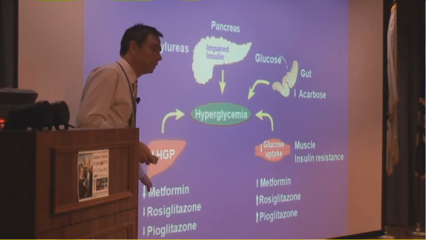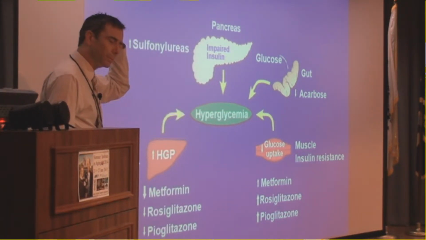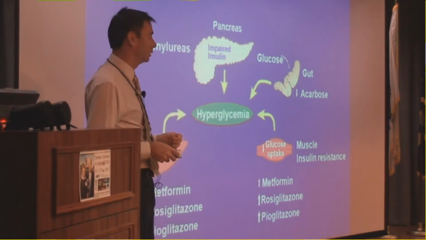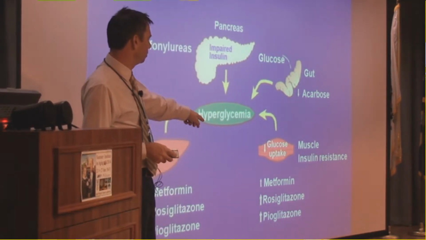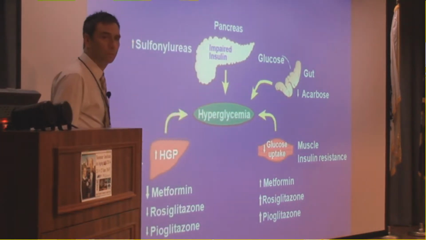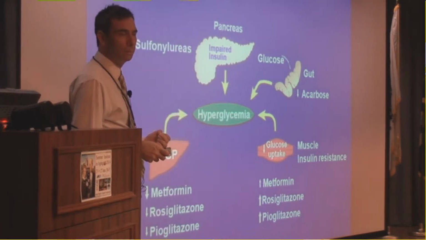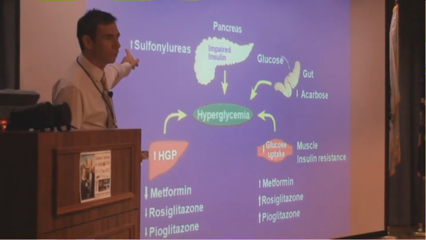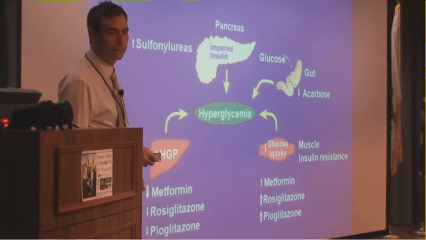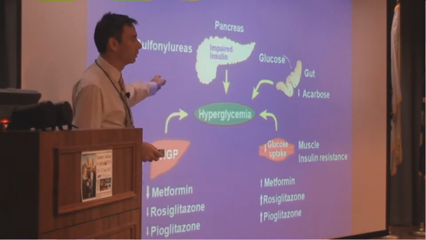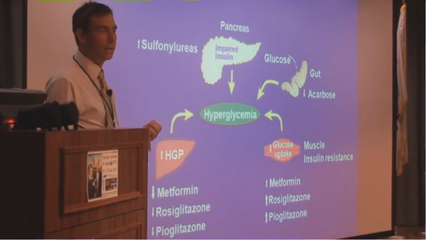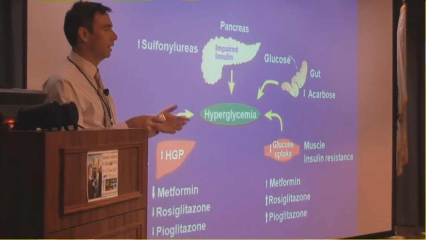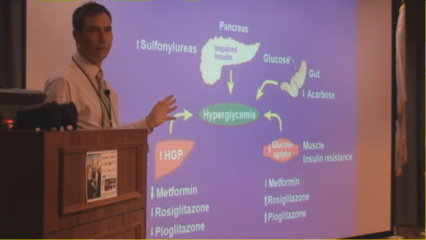Metformin and the TZDs, such as pioglitazone, work mainly by making the liver produce less glucose. Metformin and pioglitazone also make the tissues more sensitive to insulin. They make the muscles more insulin sensitive. And sulfonylureas, which are the oldest drugs in diabetes, such as glipizide and glyburide, make the beta cells kick out more insulin. Now they don't make the beta cells healthier. What they do is just make those beta cells kick out the insulin they have.